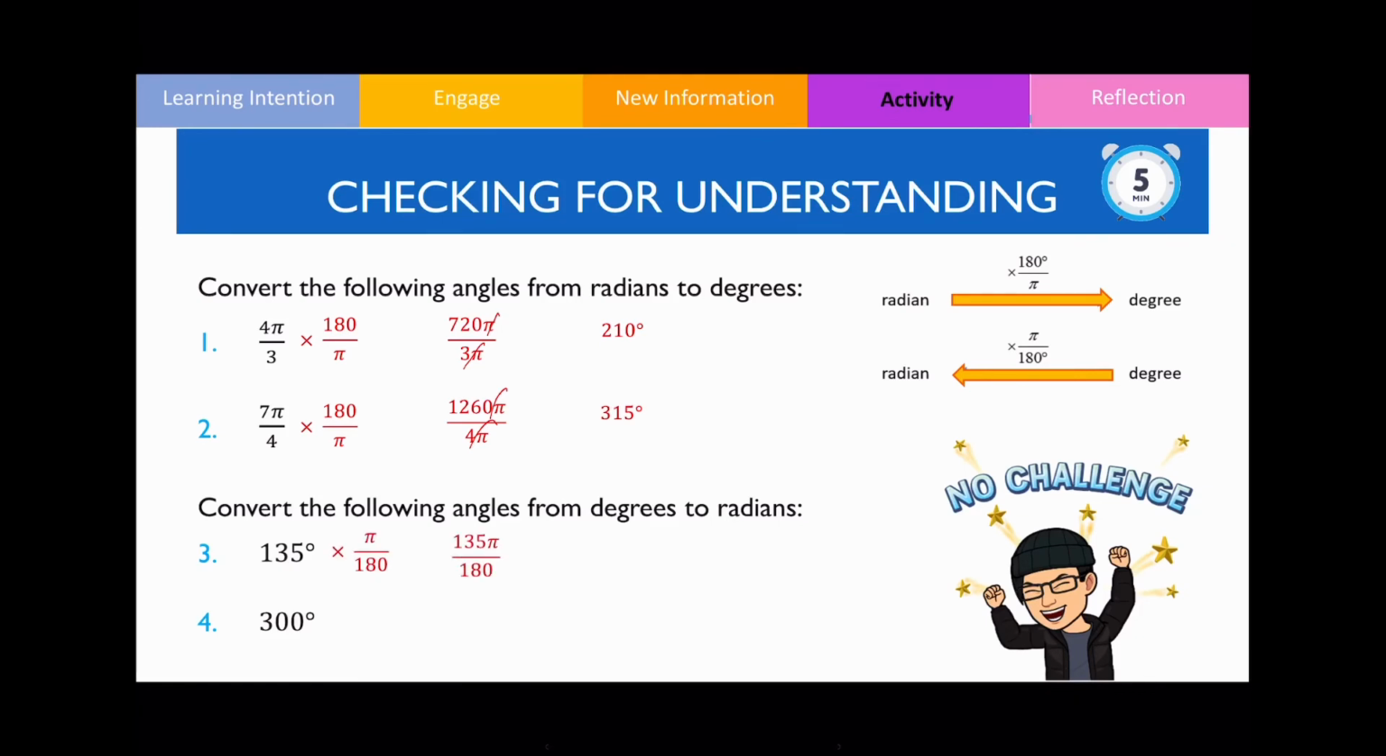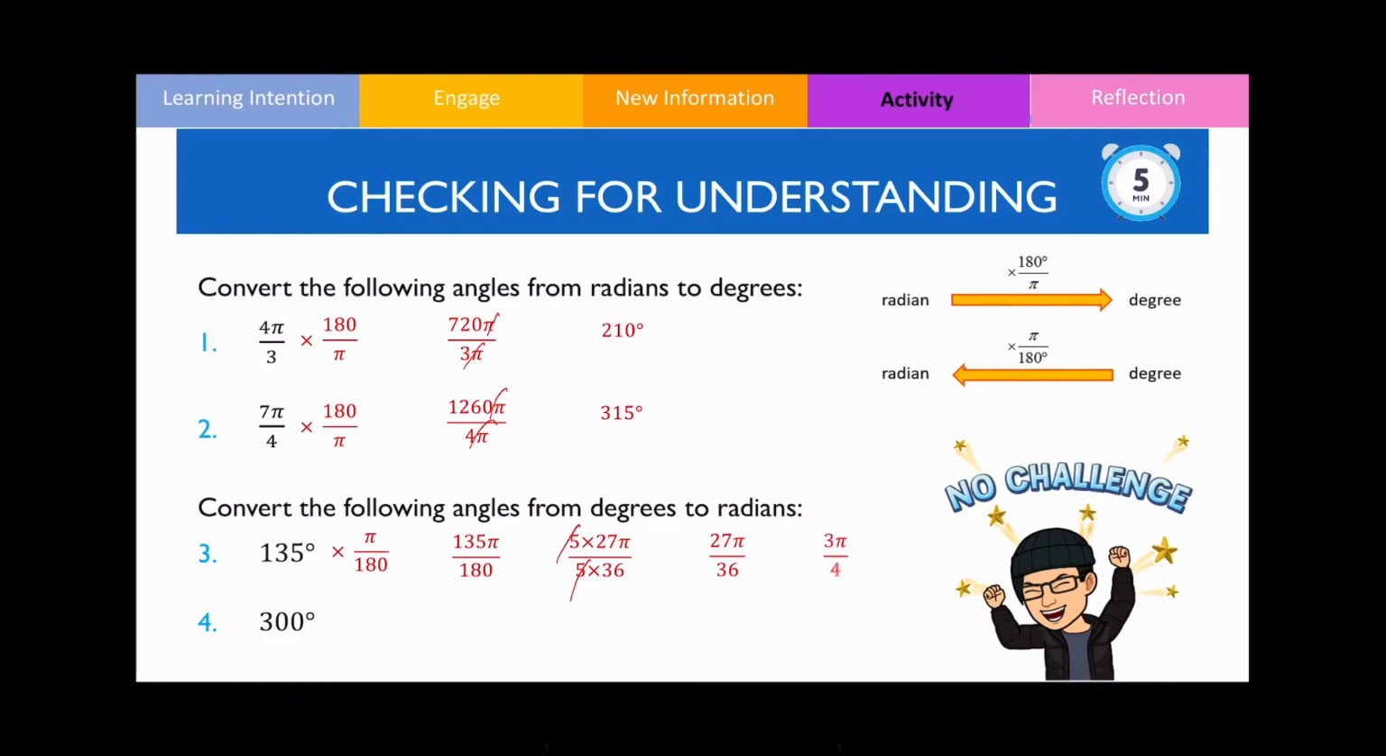For question 3, you're multiplying by pi on 180, and then you're going to need to simplify. So what factor goes into 135 and 180? In this case, I'm going to say 5 goes into both the numerator and the denominator, so you can cancel out the 5s like this. What can go into 27 and 36? In this case, 9 is the highest factor. So divide the numerator and denominator by 9. Hence, you're going to get 3 pi over 4.